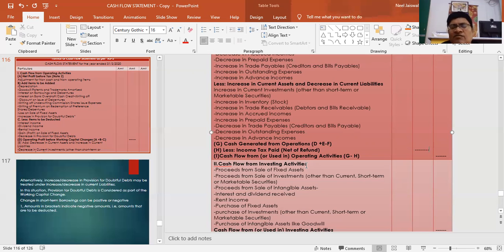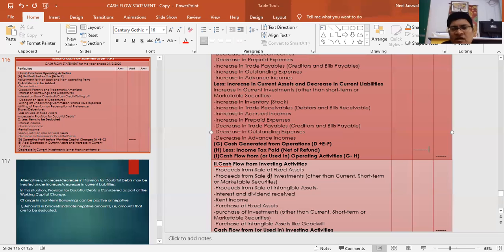We buy a building, we get rent, and we get continuous inflow. We buy assets, we buy investments. That means we have invested in shares, debentures, whatever. That means we have bought some other company's shares and debentures from the share market. And we get dividend, we get interest regularly. So these are called cash flow from investing activities.